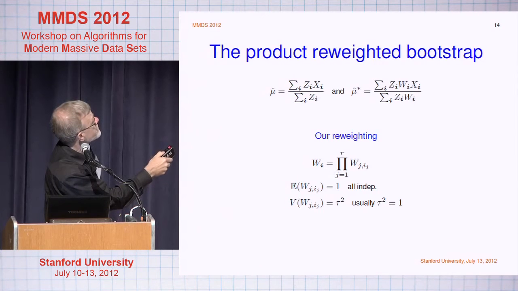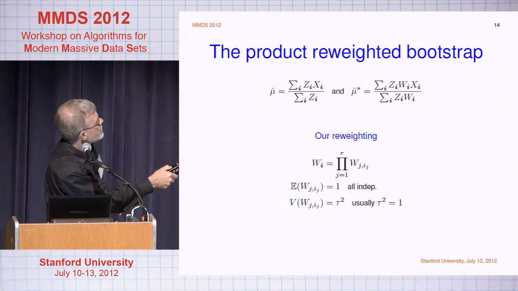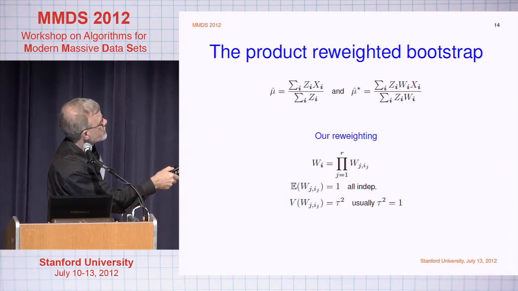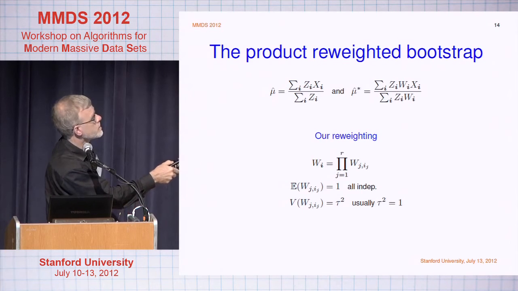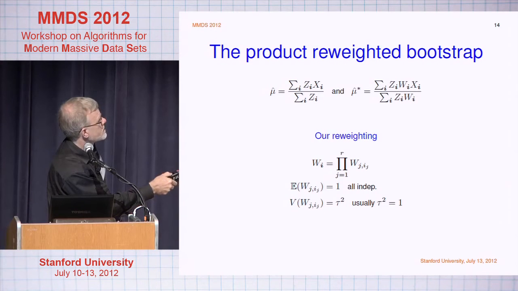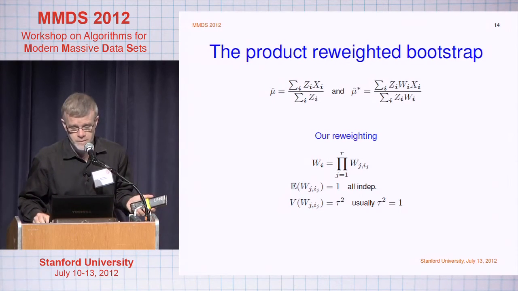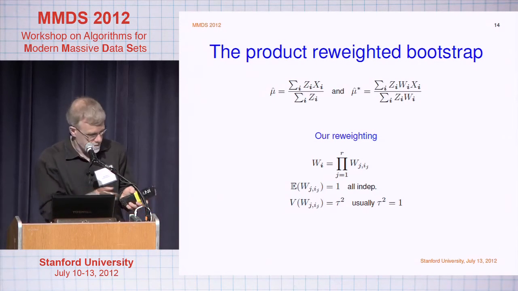Oh, sorry, there's a sample mean, and there's a bootstrap sample mean. And what's going to be our weights? These will be random weights, and we'll multiply up weights. We'll multiply, like say, a weight for the movie, a weight for the credit card, a weight for the sharer, a weight for the URL. We just multiply them all in. And these weights have the property that their mean is 1 and their variance is usually 1. It's easiest to have the mean 1, variance 1. Okay, so that's our product reweighted bootstrap.